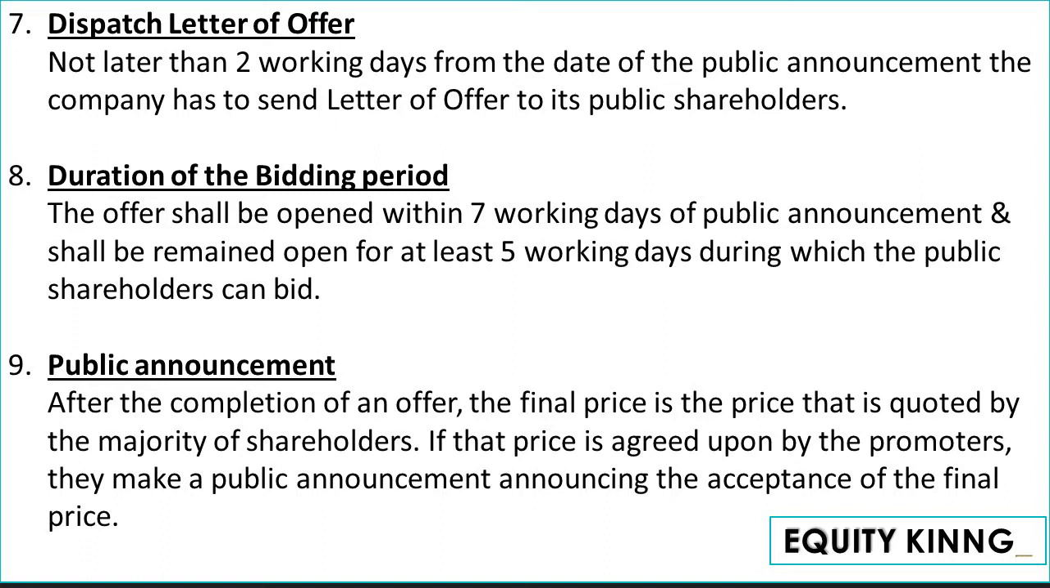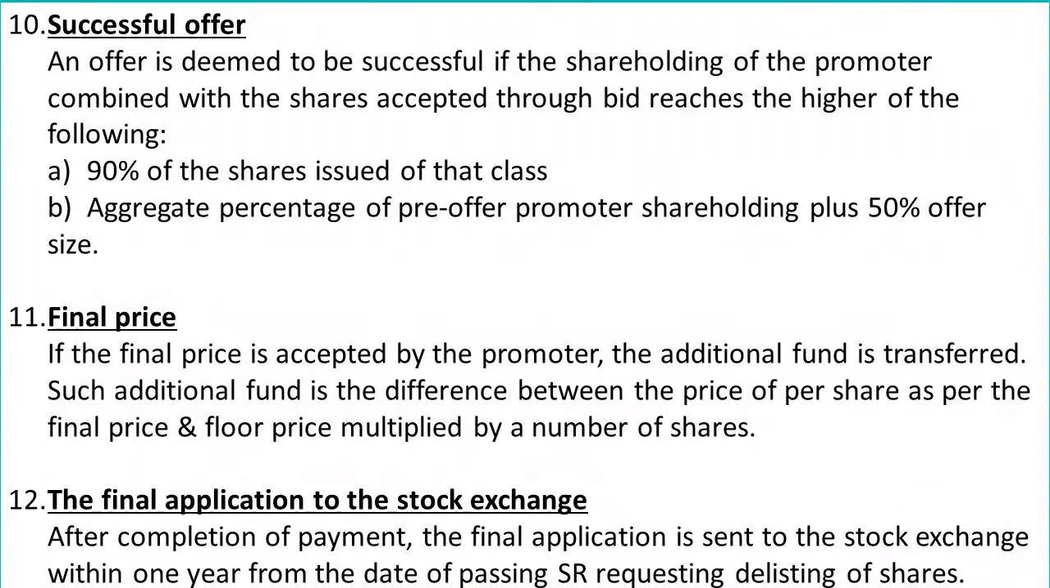9. Public announcement. After the completion of an offer, the final price is the price that is quoted by the majority of shareholders. If that price is agreed upon by the promoters, they make a public announcement announcing the acceptance of the final price. 10. Successful offer. An offer is deemed to be successful if the shareholding of the promoter combined with the shares accepted through bid reaches the higher of the following. A. 90% of the shares issued of that class. B. Aggregate percentage of pre-offer promoter shareholding plus 50% of the offer size.